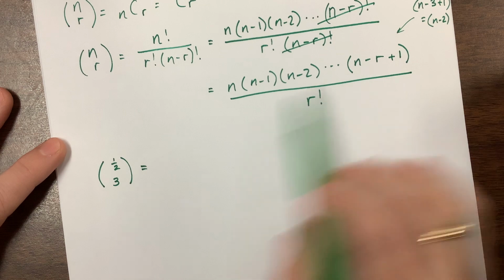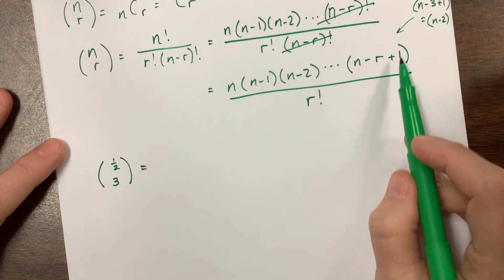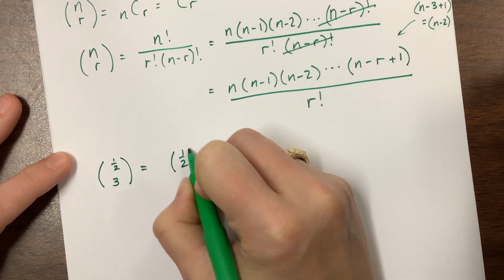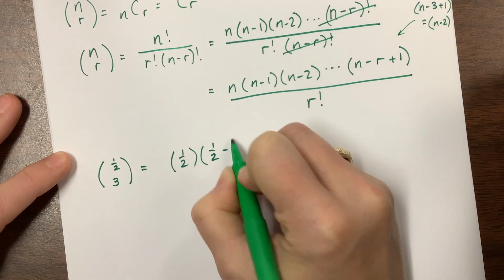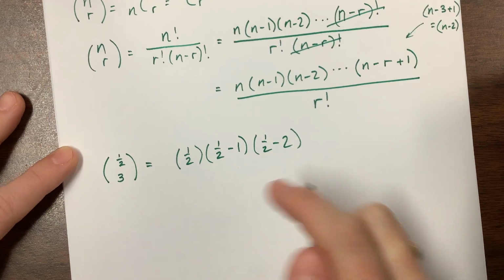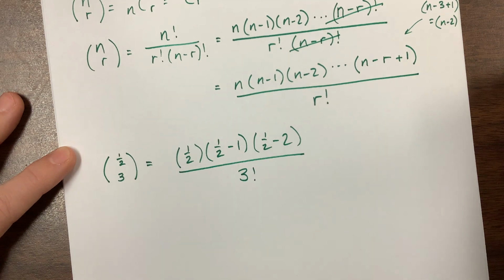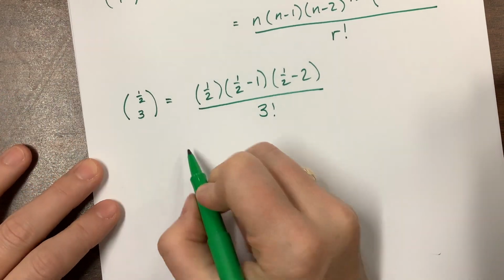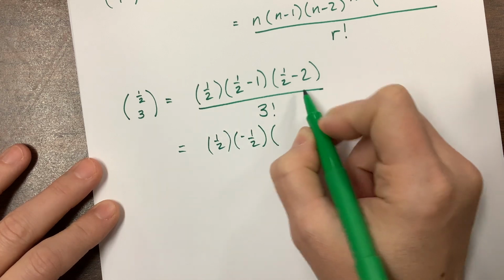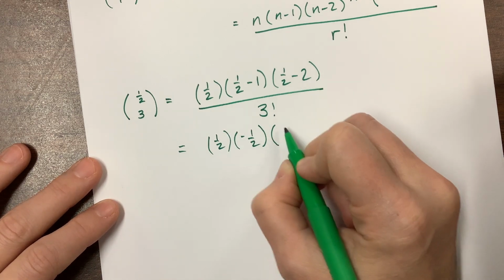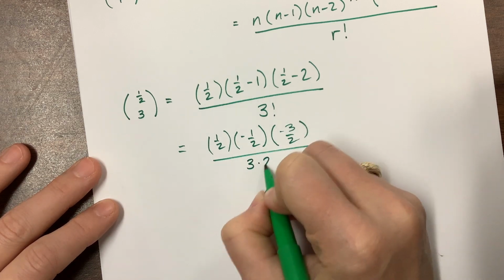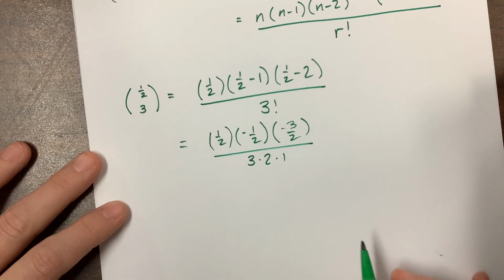So plug in 3, or plug in whatever this R value is, to figure out what the last one you want. Okay, so that means my N value is 1/2 times 1/2 minus 1 times 1/2 minus 2, and this one is the last one that we want, and then we're dividing it by 3 factorial. So this is now 1/2, this would be a negative 1/2, this would be negative 4/2, so negative 3/2. And this is divided by 3 times 2 times 1, which is what 3 factorial is equal to.